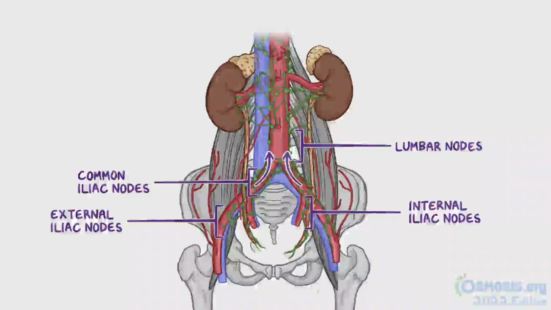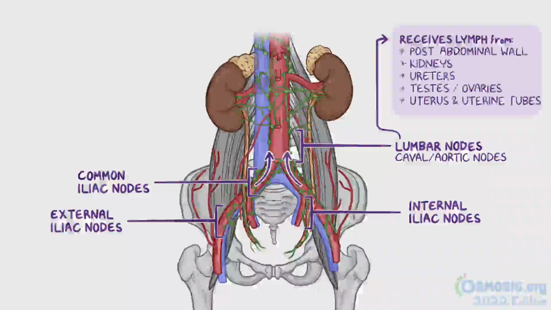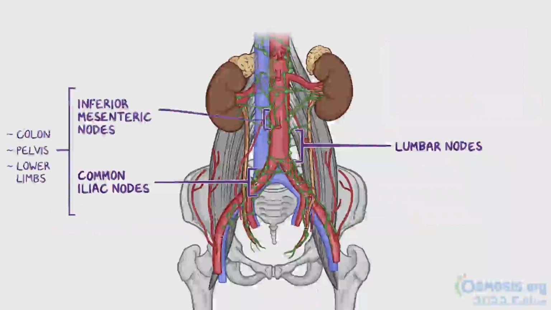The right and left lumbar lymph nodes, which can also be classified as caval or aortic lymph nodes, receive lymph directly from the posterior abdominal wall, kidneys, ureters, testes or ovaries, uterus, and uterine tubes. The inferior mesenteric and common iliac lymph nodes, which drain the descending colon, pelvis, and lower limbs, also send lymph to the right and left lumbar lymph nodes.